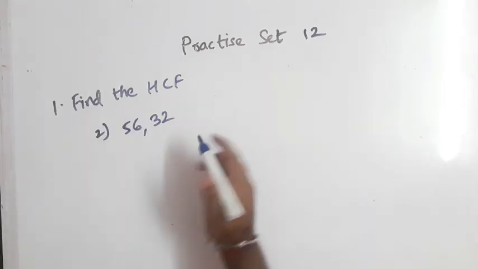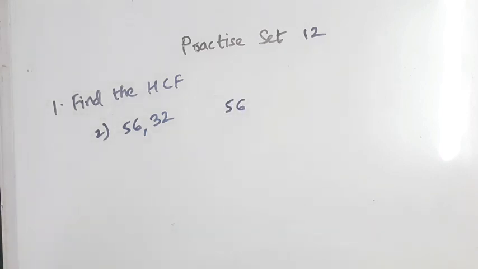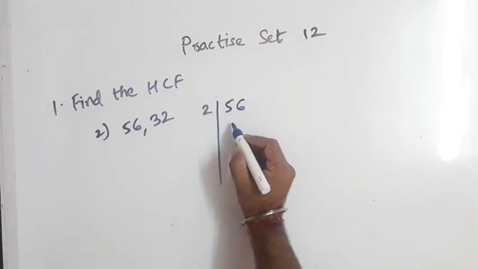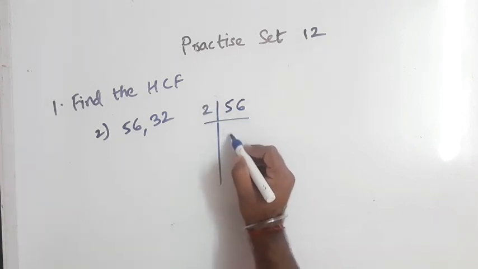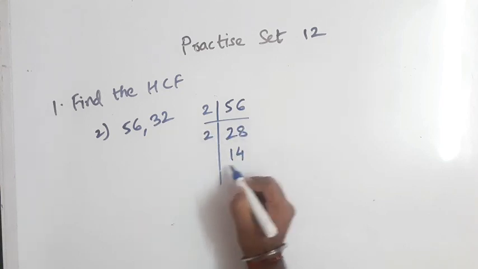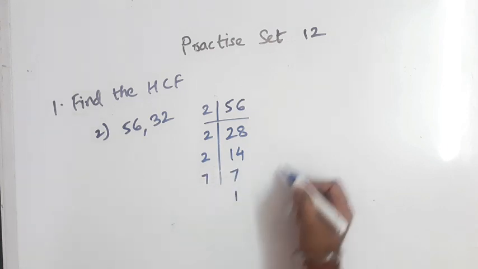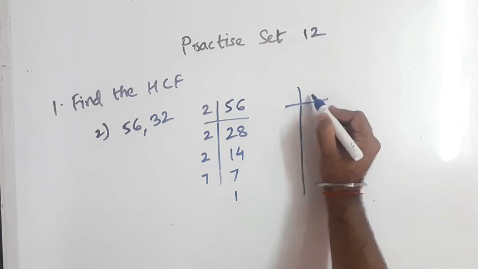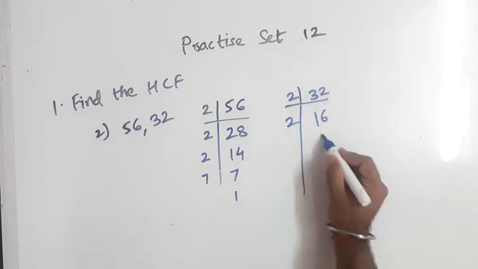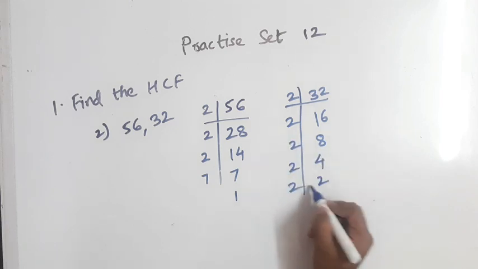The second one is 56 and 32. I'll take 56. What are the factors of 56? 2 twenty-eights, 2 fourteens, 2 sevens and 7 eights. Okay, what about 32? 2 sixteens, 2 eights, 2 fours, 2 twos, 2 ones.